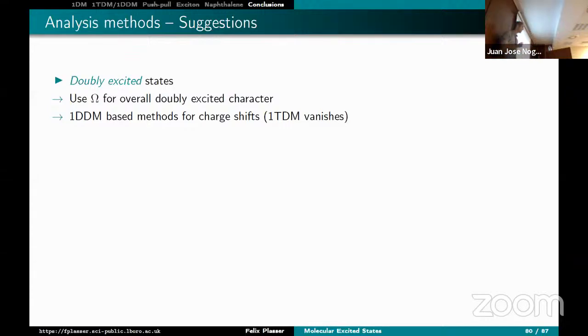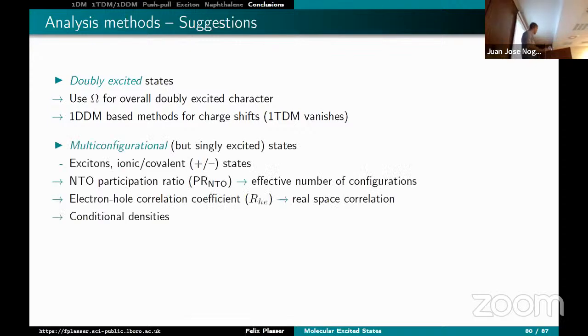Then for doubly excited states, as I said, we have this omega as a way to define doubly excited state character, independently of the method, just based on operator expectation values. But for doubly excited states, the transition density matrix doesn't work. The natural transition orbitals also don't work because they vanish. That's the whole point. Omega being 0, so then we need the difference density matrix if we want orbital pictures or to analyze charge. For multi-configurational states that are singly excited, and here I'm talking about excitons, I'm talking also about ionic and covalent plus-minus states like La, Lp states.